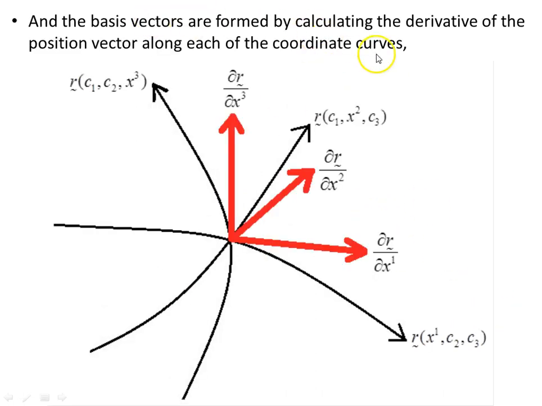Alright, and the basis vectors are formed by calculating the derivative of the position vector along each of the coordinate curves. So along the first one here, dr/dx1 will give us this vector here. dr/dx2 gives us this one, dr/dx3 here. They are orthogonal to each other, but not necessarily of unit magnitude. They are tangential to the coordinate curves, and at each point all three of these vectors are orthogonal, as I just mentioned.